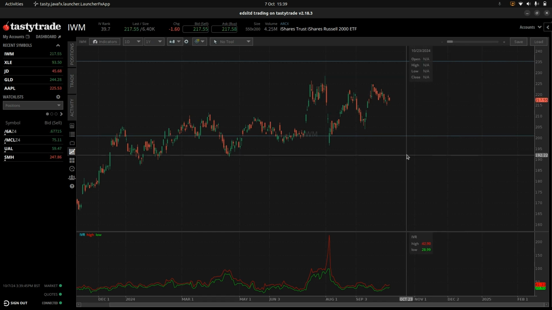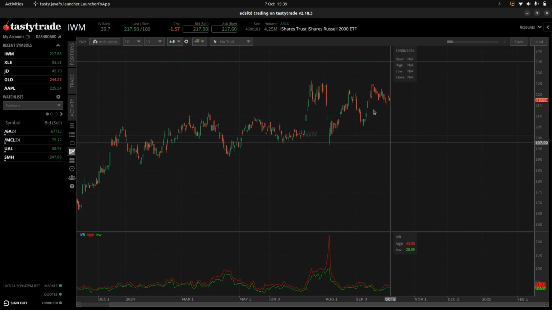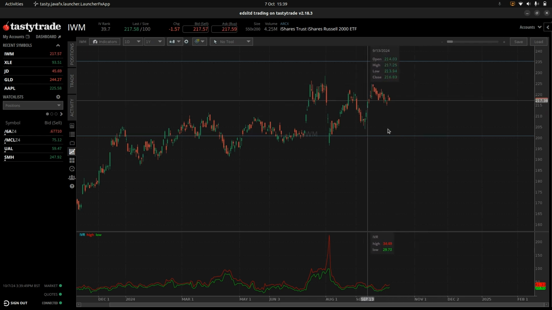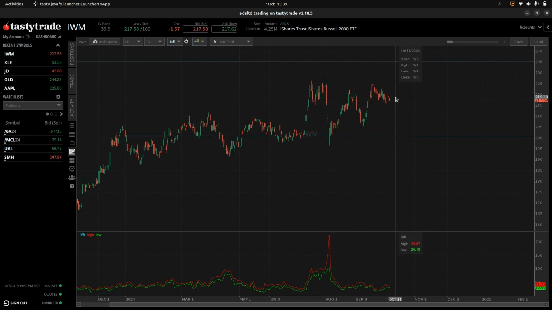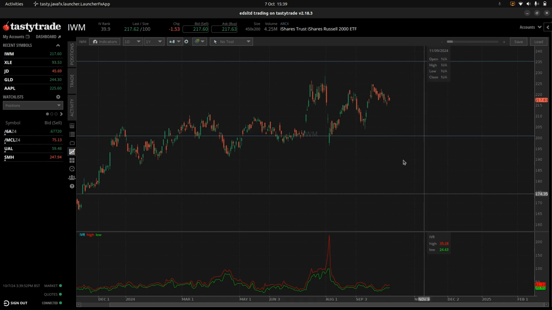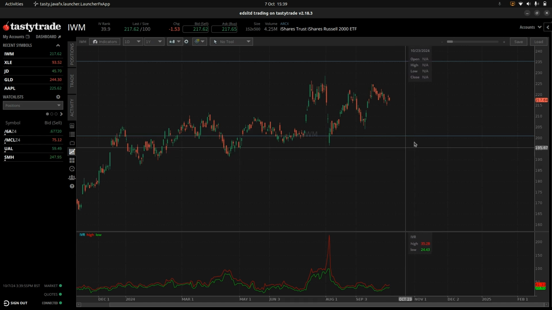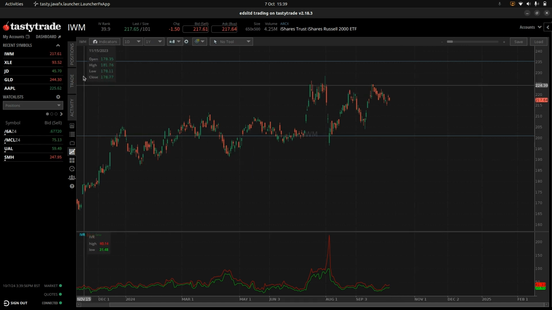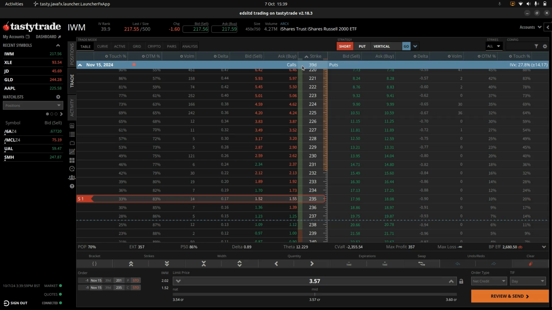And what we want to happen in this situation is we want the price of IWM to stay within this range, or even if it goes outside of this range, we want it to expire within this range. And when is the expiration date? The expiration date is 39 days out in time, November 15th.